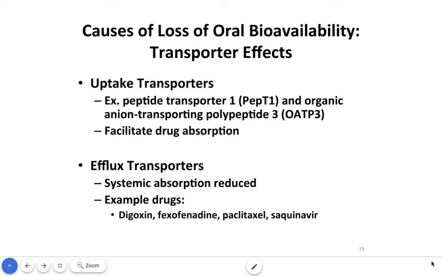There are numerous examples of drugs that are substrates of this type of efflux transport. Some examples are shown there: digoxin, fexofenadine, paclitaxel, sacubitril. All these are examples of drug molecules that can be effluxed, or pumped out, from the intracellular to the extracellular environment.